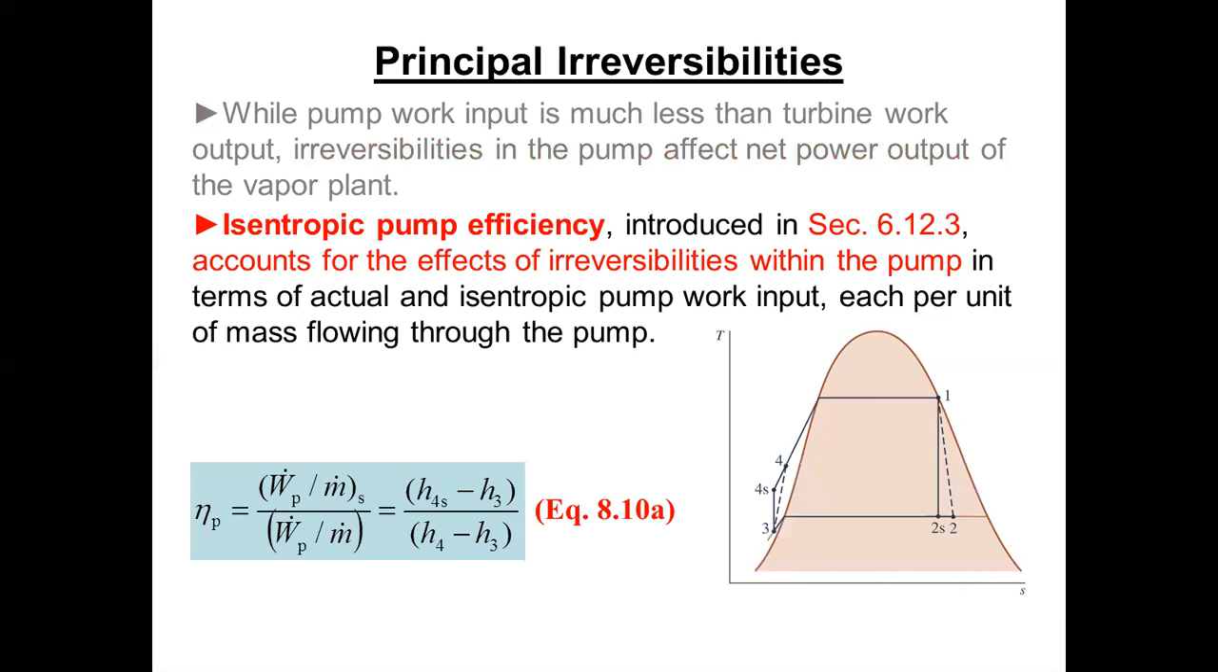Other than that, this is work input per unit mass flowing through the pump. For the ideal pump, that's going to be H4S minus H3, and it's written in that order so it gives a positive number. When you go through a pump, the fluid is going to have more energy exiting than entering, because the pump did work on the fluid to increase mostly its pressure and its temperature a little bit. Then that isentropic work is divided by the work of the real pump, which is H4 minus H3. Okay, hopefully that's clear to you.